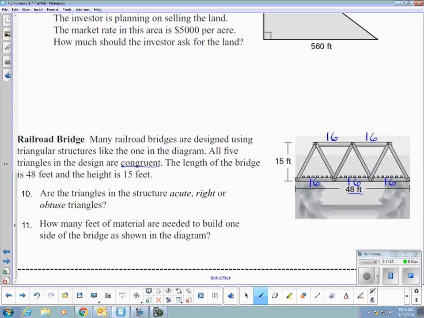And in number 10, it says what kind of triangles are they, acute, right, or obtuse triangles? And so we can definitely rule out obtuse triangles because there is no angle in the drawing that's greater than 90 degrees. And we can also rule out that there are no 90-degree angles in the drawing as well.